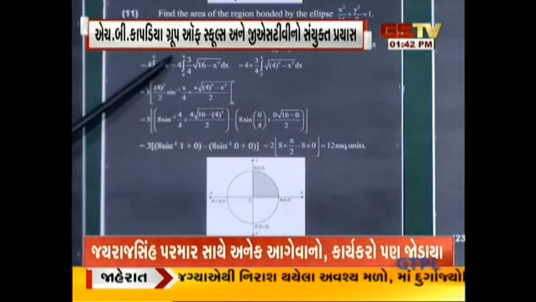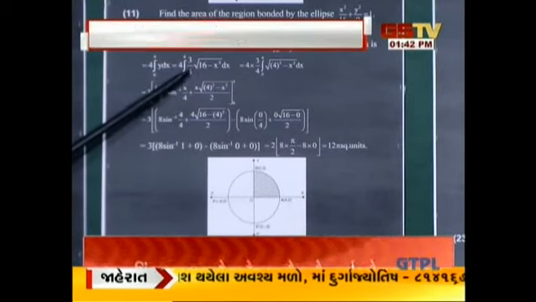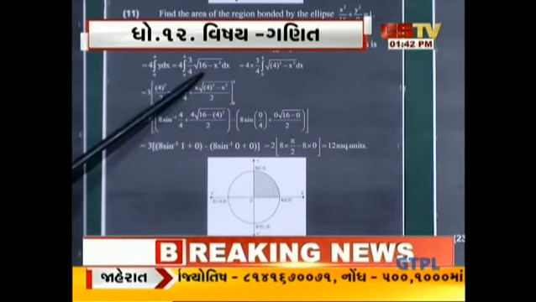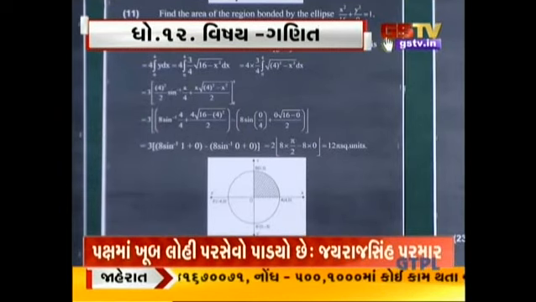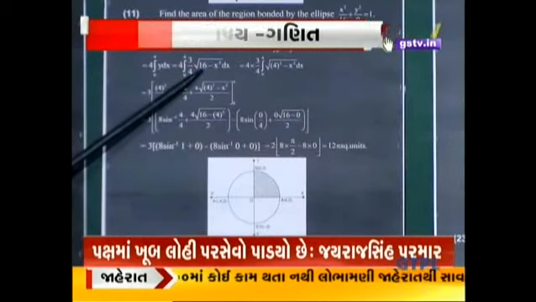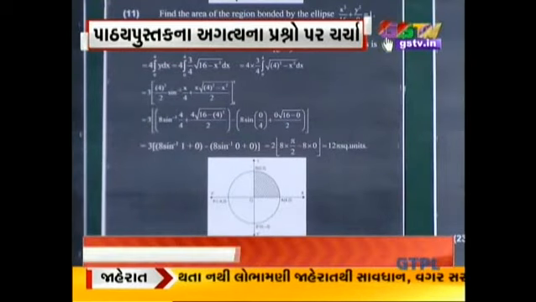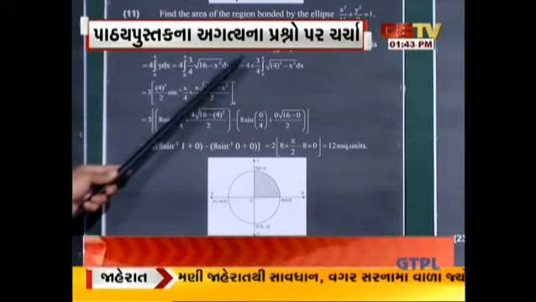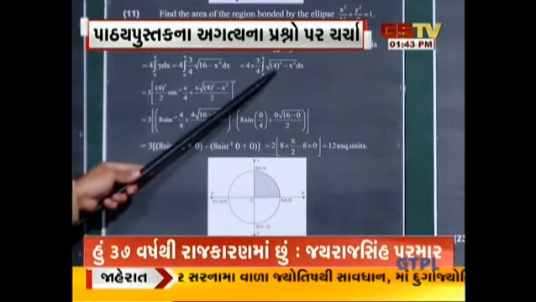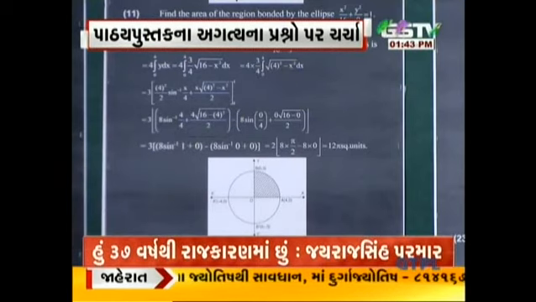So 4 into the integral from 0 to 4 of 3 by 4 into root 16 minus x square. We put here the value of y from the given ellipse equation. So 3 by 4 into root 16 minus x square. So 4 into 3 by 4, a constant, times the integral from 0 to 4, where we write 16 as 4 square, of root 4 square minus x square dx.